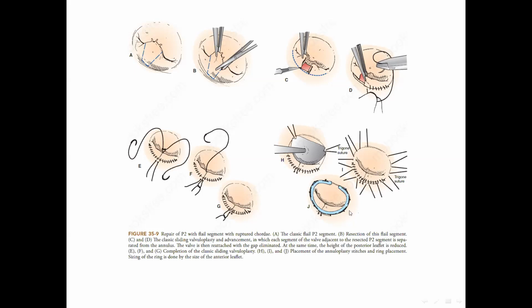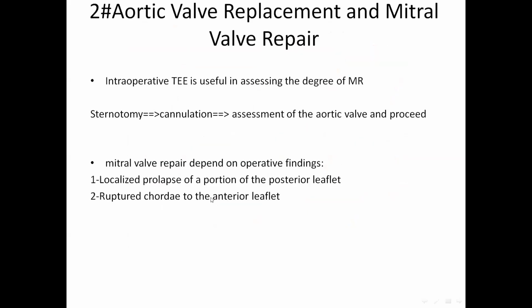Here you can see. And for the rupture of chordae of the anterior leaflet, we can replace it with a 4-0 or 5-0 suture inserted into the papillary muscle, then through the free edge of the prolapsed leaflet. This is the repair technique in mitral.